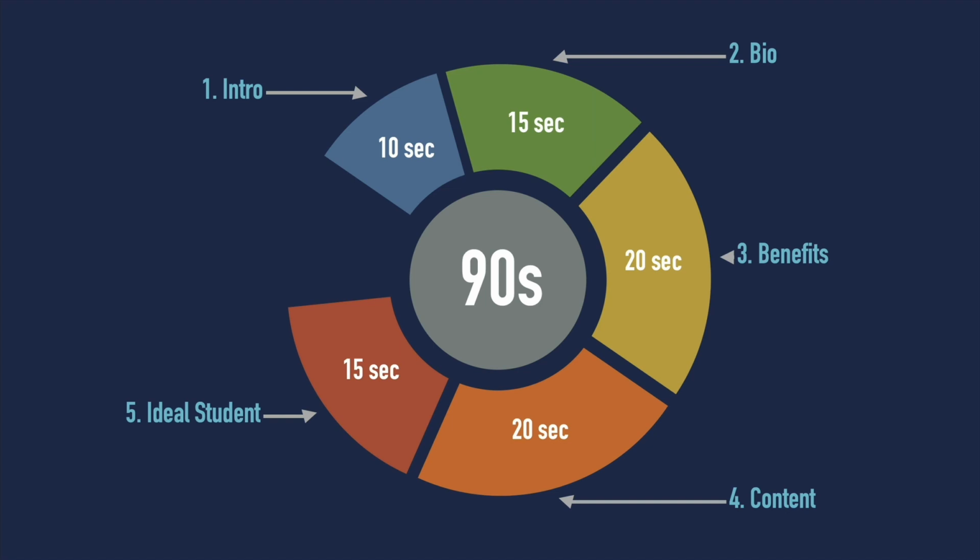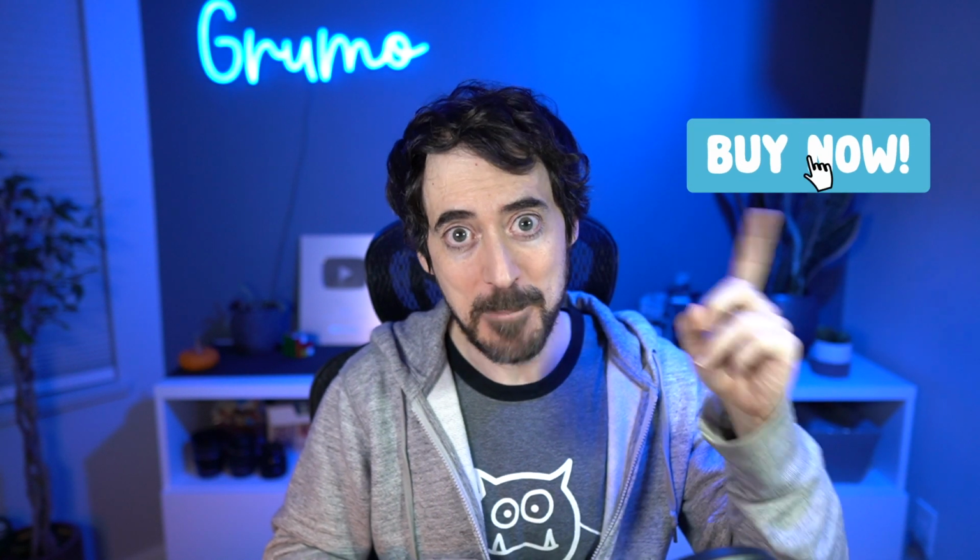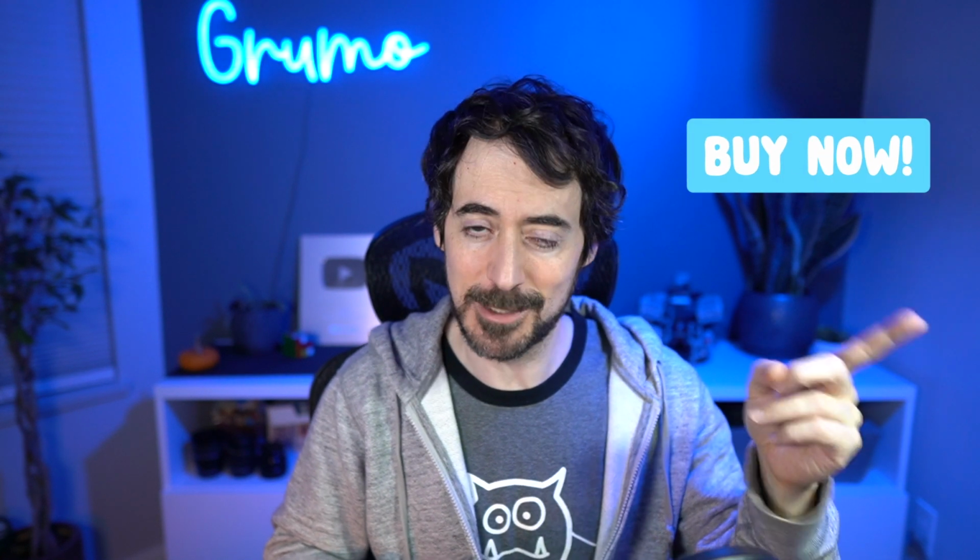The fifth section is going to address your ideal student. You're going to explain who this course is for, so the right student feels identified with this and says, yes, this is for me. And finally, you're going to have a call to action that only needs to be 10 seconds long and is the exact steps your students have to take to purchase your course. Typically, click here, buy the course, and I'll see you inside, or something like that.